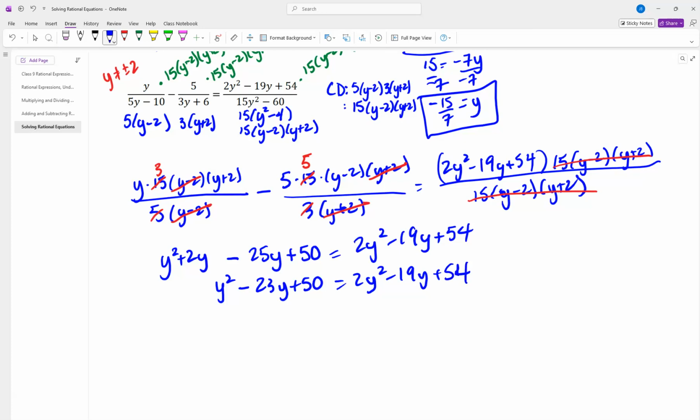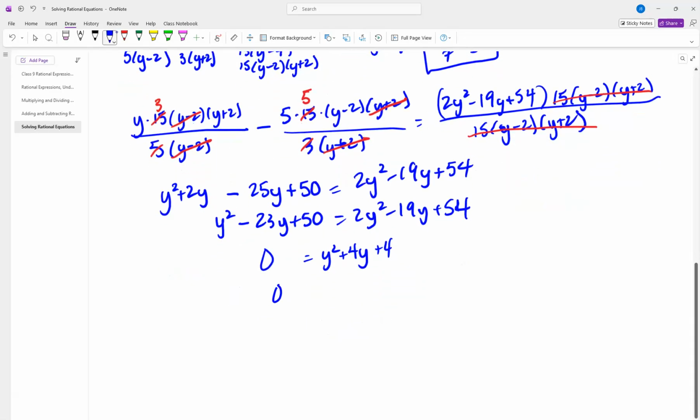So I'm going to move everything over to the right-hand side. If I do that, I get just a y squared. Adding 23y gives me plus 4y, and then subtracting 50 gives me just 4. Doesn't that simplify quite nicely? 0 is equal to, this factors as y plus 2, quantity squared. Square root property, we're using all the tools in the toolkit.